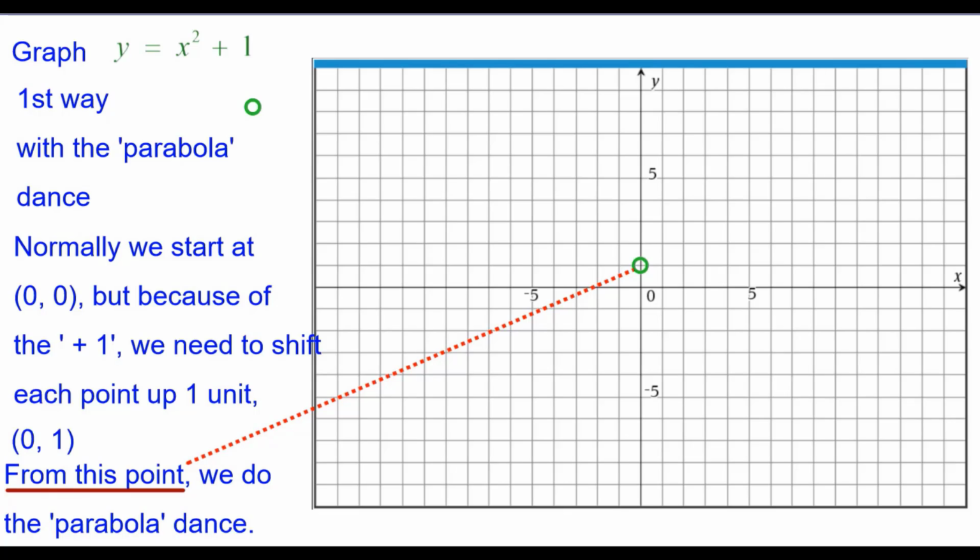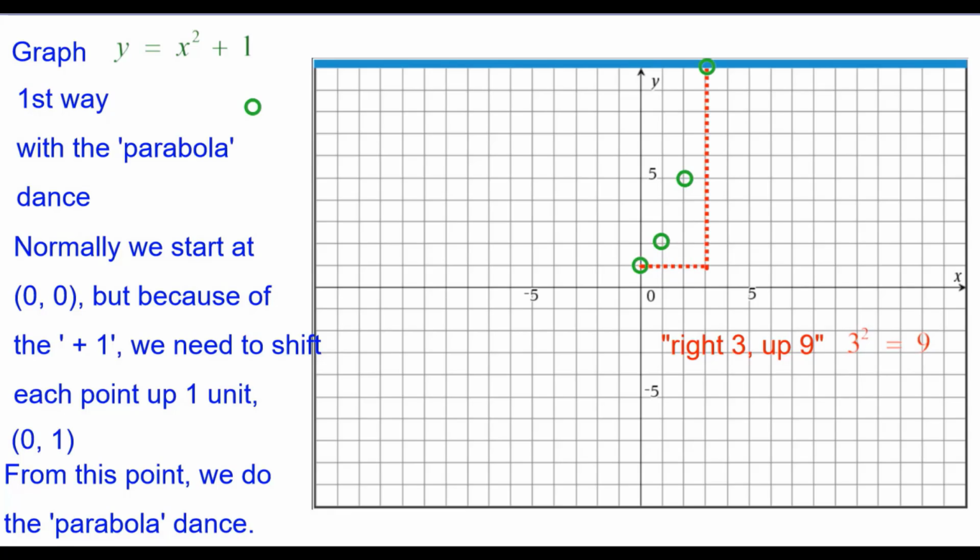This is like our new origin, which is right 1, up 1, because 1 squared is 1. Right 2, up 4, because 2 squared is 4. And right 3, up 9, because 3 squared is 9. We could either use symmetry or go left 1, up 1. Negative 1, the quantity squared is positive 1. Left 2, up 4. And left 3, up 9.